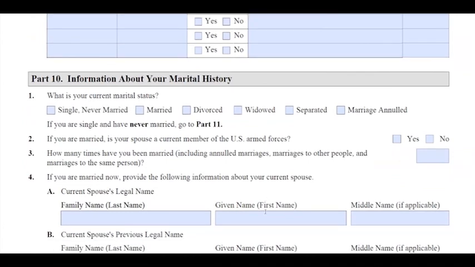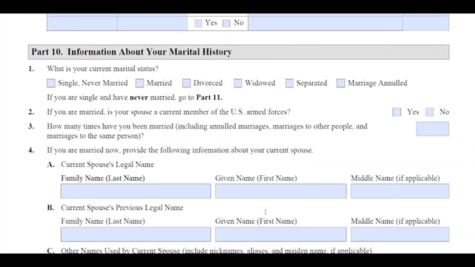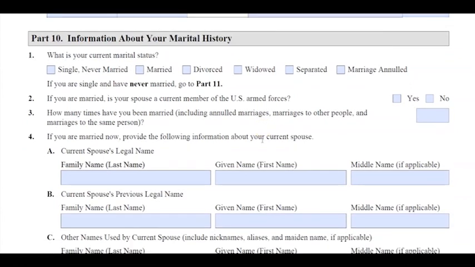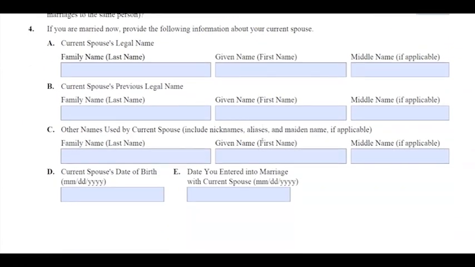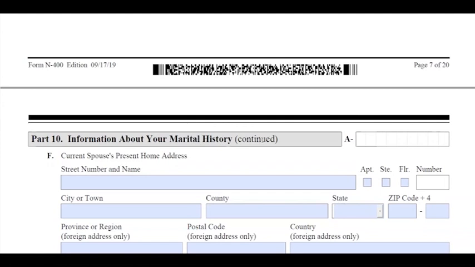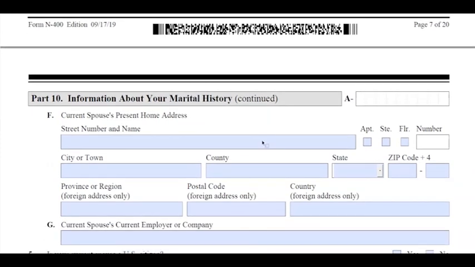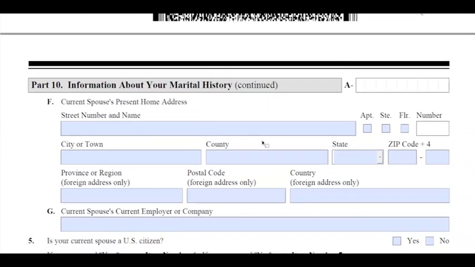Part number 10 is information about your marital history. Please make sure that if you have been divorced a couple of times, make sure that you have dates, make sure that you have all of the information, like when you separated or when you officially became divorced from another person. So make sure you have that ready when you're filling out this part of the application. Immigration wants to know who was the prior person that you were married to.